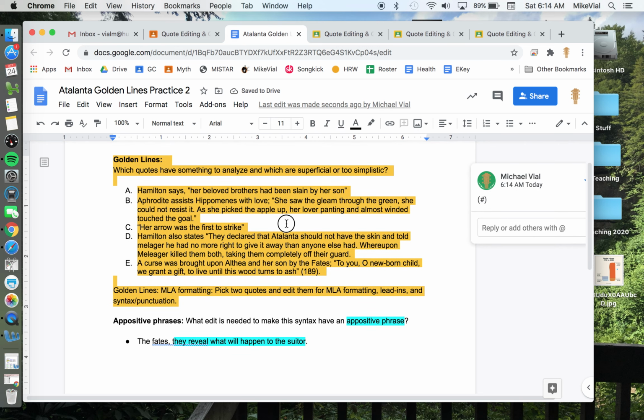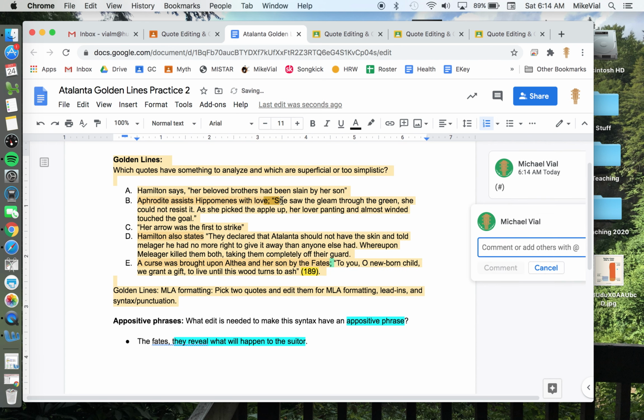So if we look at one together, let's look at B. This is a great quote, right? This was one of our students' quotes they found. It was a golden line, but they misused the punctuation here. What should go here instead of a semicolon? Semicolons join 2 sentences, kind of like and or but. You linked ideas. The colon is a different tool. It basically says, look here. It also joins the ideas. Notice Aphrodite assists Hippomenes with love. So we know in this quote there's going to be something about love. So that colon links and says, look over here for this.